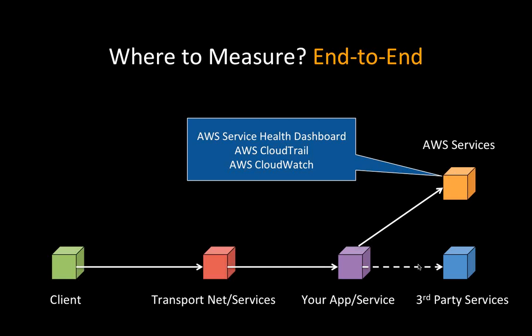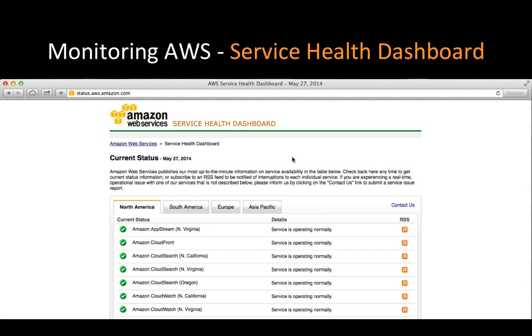Next, let's talk about monitoring AWS services. So your ultimate solution or product in purple is relying on many AWS services to work. How do you monitor AWS itself? Well, we have, for example, the AWS Service Health Dashboard, and then we have services like CloudTrail and CloudWatch. Now let's take a look at some of these in more detail.